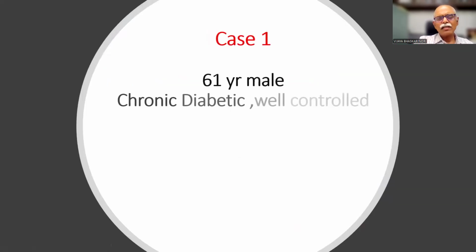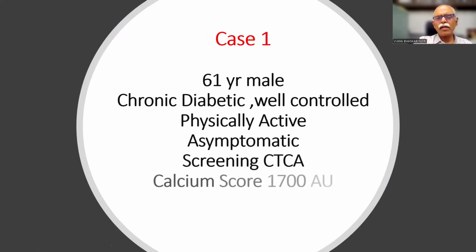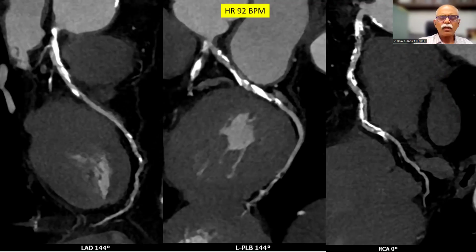Case 1, 61-year-old male, chronic diabetic, well controlled, physically active, asymptomatic, screening CTA done, calcium score is 1700 Agatston units. We have done a CT angiogram as a part of the stress and rest myocardial perfusion. Heart rate was 82 beats per minute. You can see severe calcific triple vessel disease: LAD, LCX and RCA.